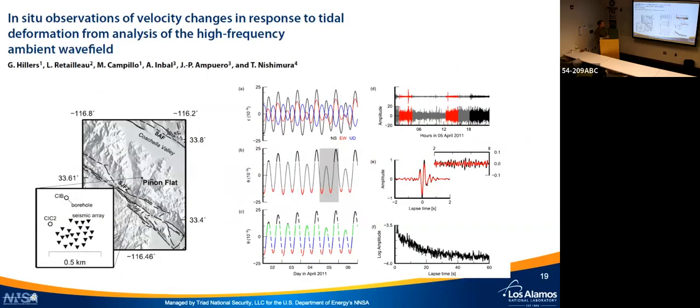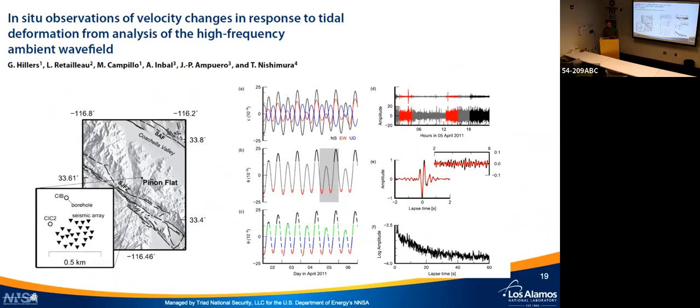Using empirical Green's functions, this was in California at Pinyon Flats, and they had a seismic array, and they're just measuring changes in the empirical Green's functions in the coda part of it. This is a scattered wave field that samples sort of a region within the array. What they're doing is breaking up the tidal cycle into parts when the Earth is in compression versus extension. So they're measuring small phase shifts during different parts of the tidal cycle, then measuring the empirical Green's functions and looking at how the velocity changes.